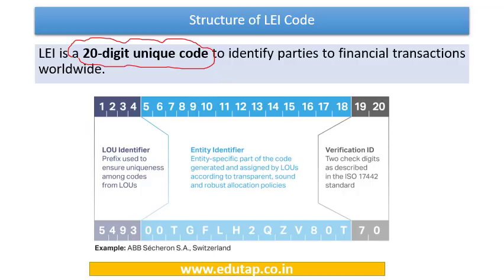So you can see here there is one LEI code for one of the banks, and you can see that this comprises 20 digits, and the first 4 digits are the LOU identifier prefix, which is used to ensure uniqueness among codes from the LOUs. What are LOUs? We are going to study in the coming part. Next is the entity identifier. So the next part is more specifically related to the entity, and the last 2 digits are basically kept as check digits for verification purposes. So this is the broad structure of this legal entity identifier code.